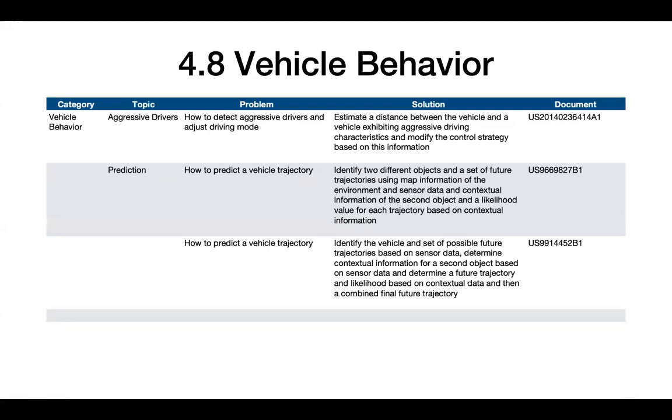Prediction, how do I predict the vehicle trajectory? Identify two different objects and a set of future trajectories, these objects being cars. Use map information of the environment and contextual information of the second object and a likelihood value of each trajectory based on contextual information to come up with a future trajectory.